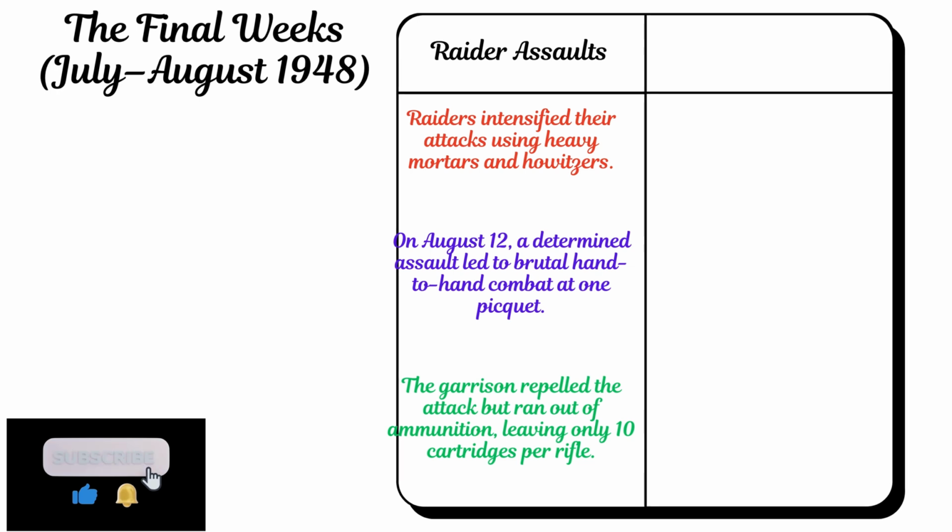However, the situation was dire. By this stage, the defenders were left with just 10 cartridges per rifle, making further resistance almost impossible. These final weeks were a testament to the garrison's unmatched bravery, but the relentless assaults and critical shortages left their position on the brink of collapse.